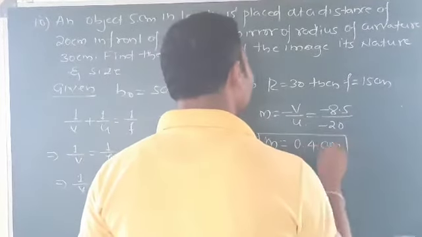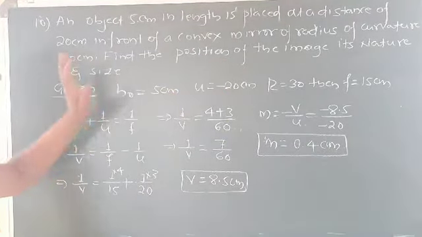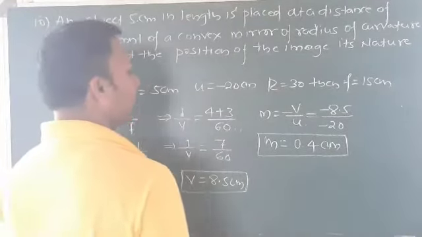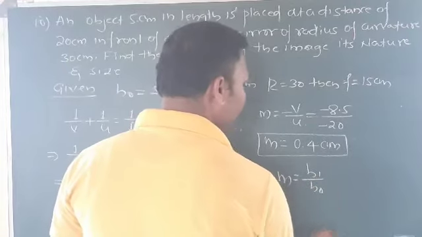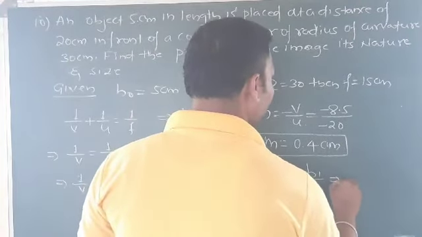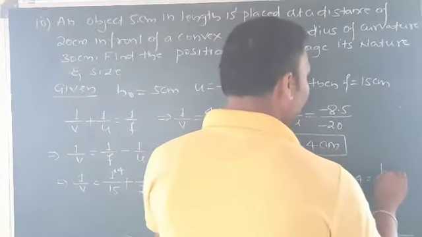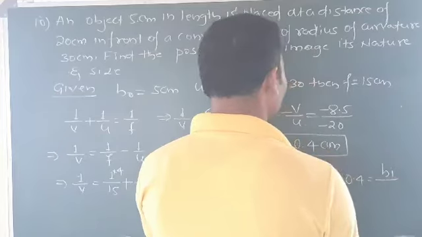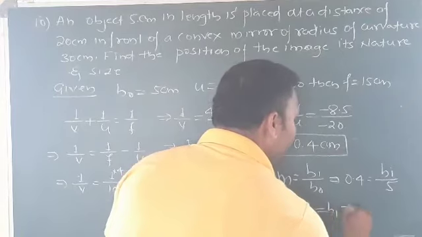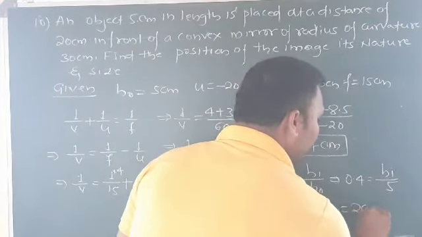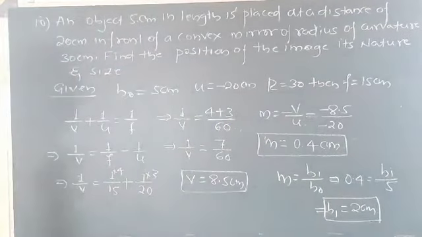This is m. But what do we need to calculate? We need to calculate the height, the size of the image. The height of the object is given. So m is equal to hi by ho. Now m is already 0.4, equal to hi, which we need to calculate. Now ho is already given as 5. So hi is equal to 2 centimeter.